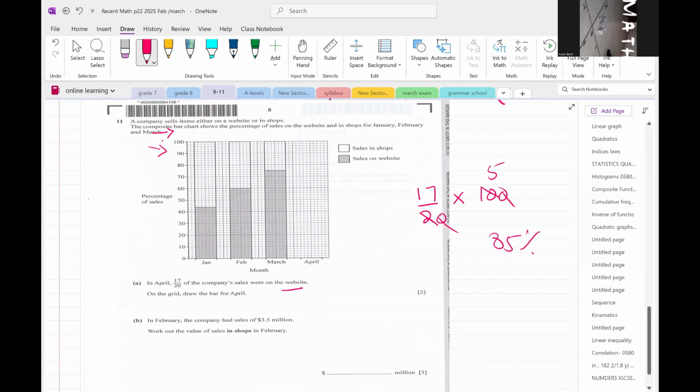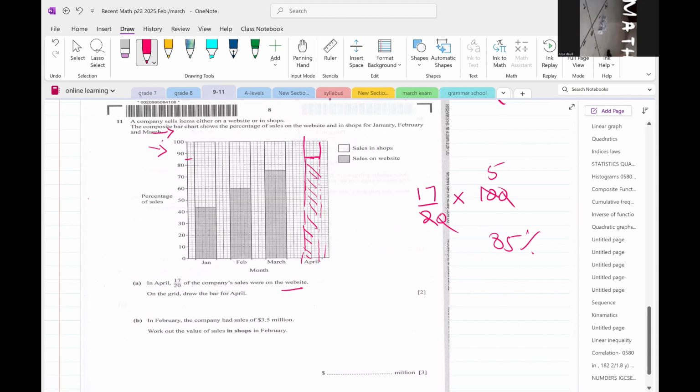So you will be drawing the line here very carefully till this point. This will be shaded, and the rest of it will not be shaded. Okay. So at exactly 85, we'll draw a line with the help of a scale. This shows the bar for April.